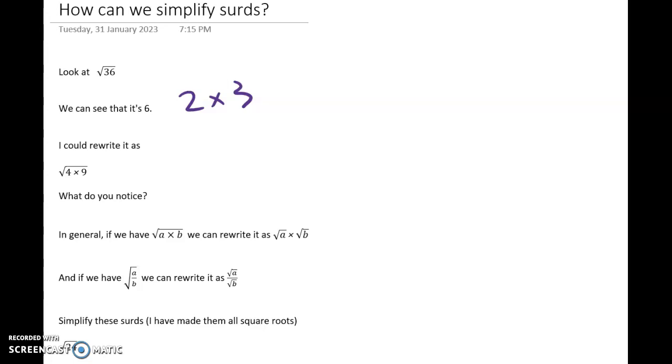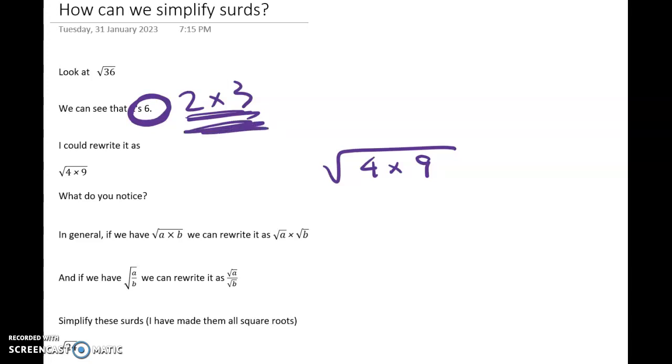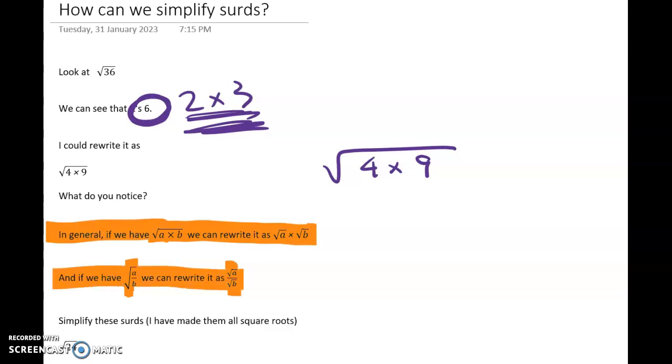And we're going to start by looking at what we can notice when we think about the square root of 36. So if you think about the square root of 36, what times what gets me 36? It's 6, right? Which is the same as 2 times 3. So I could rewrite that surd, instead of 36, I could write 4 times 9, right? And you'll notice that that matches up to the 2 and 3. So in general, if we have this, we can rewrite it like that. And if we have the square root of a divided by b, we can rewrite it like this. And again, if you could put those notes into your book, that would be great.